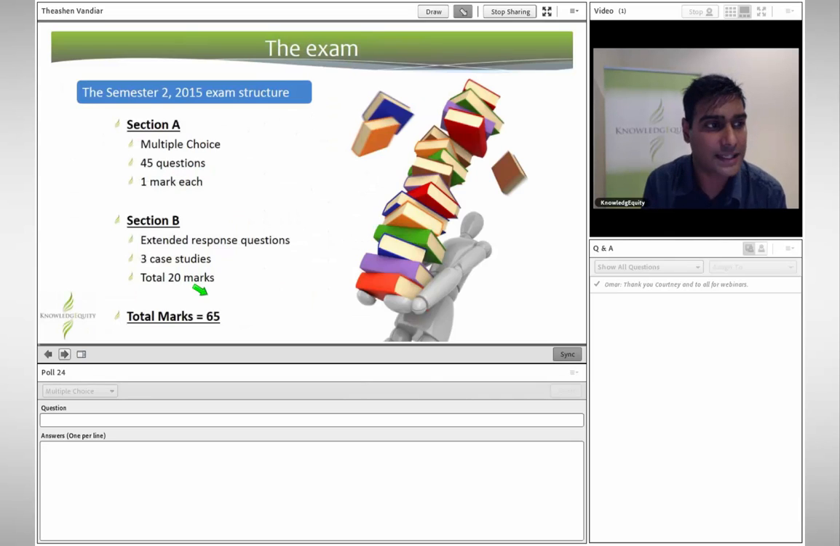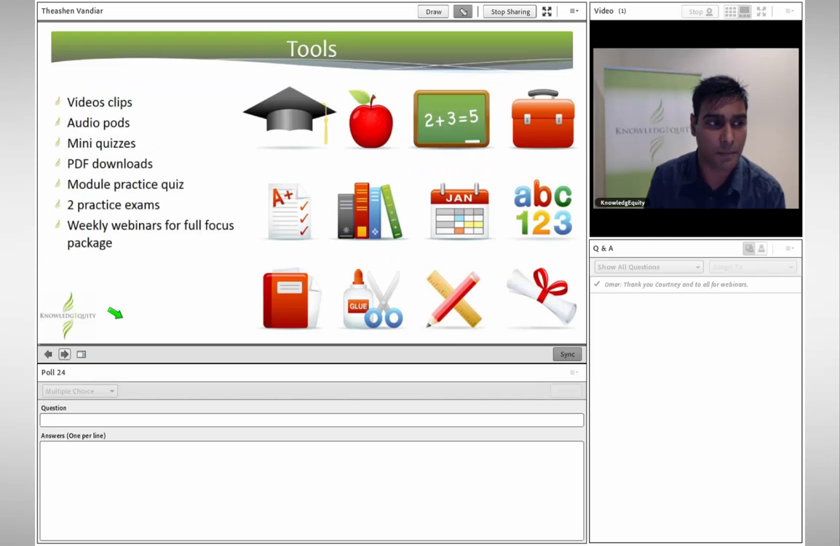Now, a quick look at the exam structure for financial reporting. It is a core subject, so it does have a written component. Section A is a multiple choice question. It comprises 45 questions, 1 mark each. Section B is an extended response question, so written component. It comprises 3 case studies, and the total is 20 marks. So the total of the exam is 65 marks.